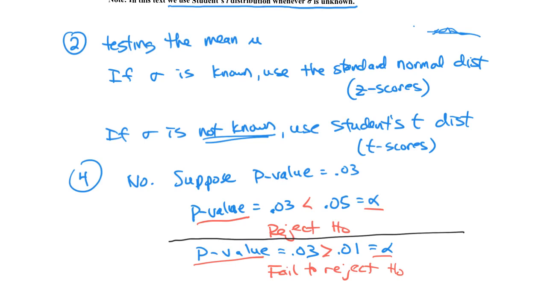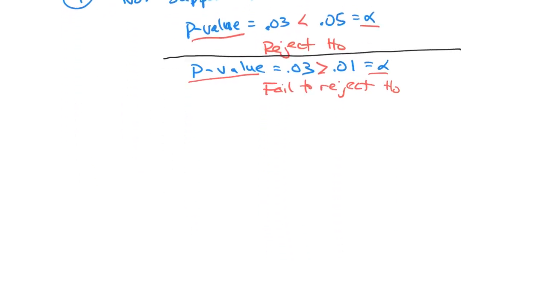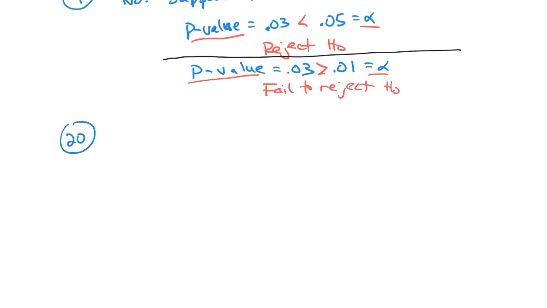Okay, so with that in mind, let's try one of these problems. The problems are going to be very similar to 8.1. The only difference is now we're not going to know sigma in most cases, so we're just going to use the student's t instead of standard normal. So let's take a look at number 20. This is on page 468, number 20.